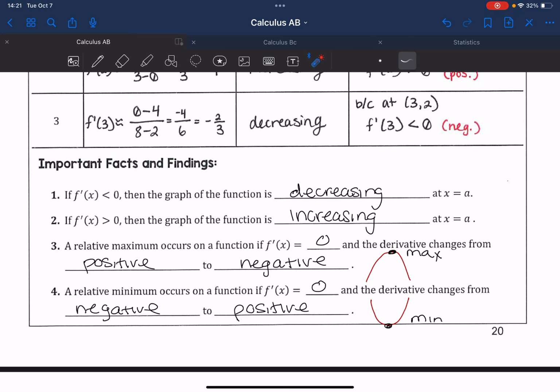If the derivative is less than 0, the function is decreasing. Derivative greater than 0, function is increasing. We have a relative maximum if the derivative is 0 and it changes from positive to negative. A relative minimum if the derivative is 0 and it changes from negative to positive. Positive to negative, so up then down; negative then positive, down then up.